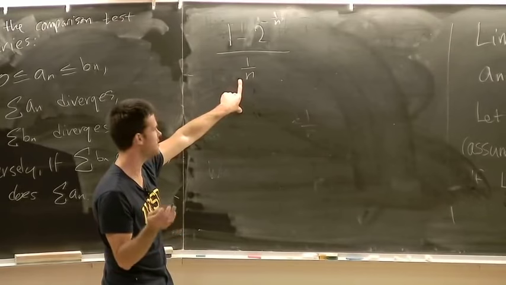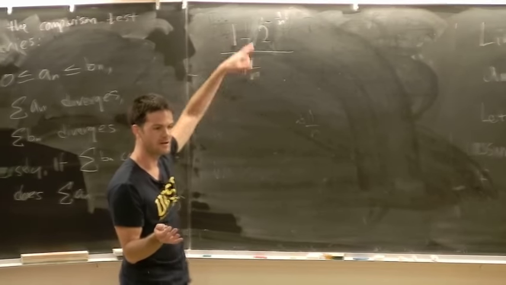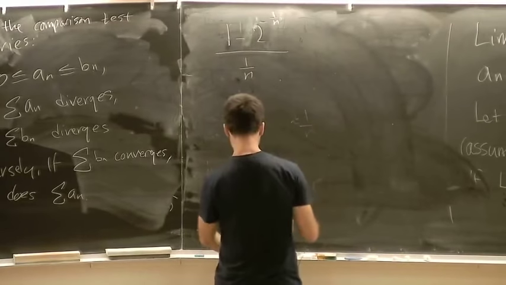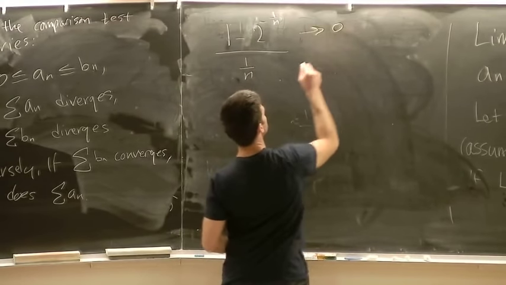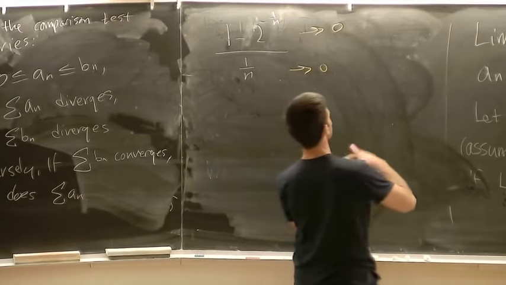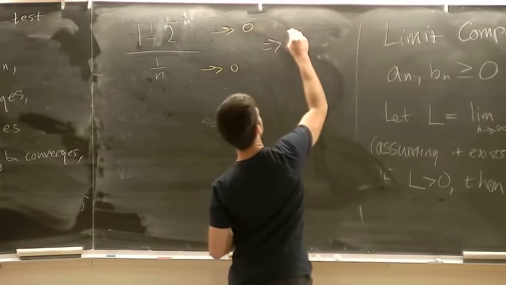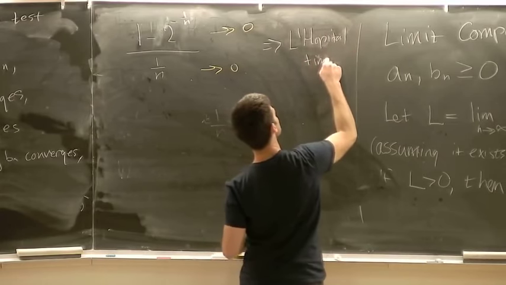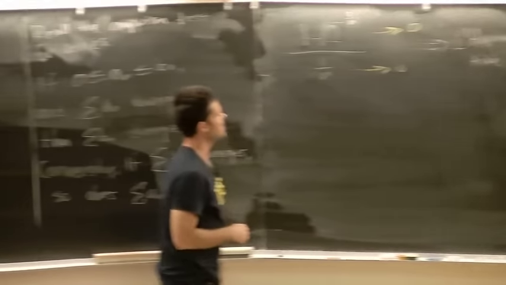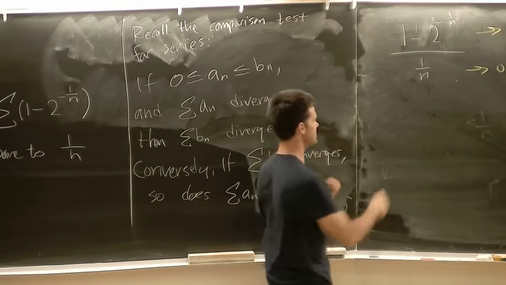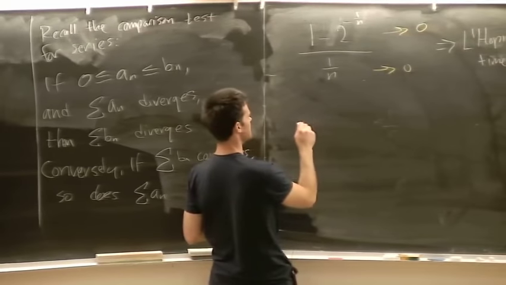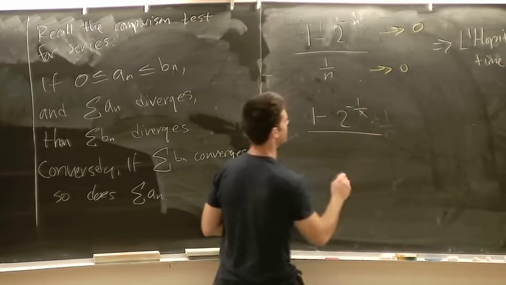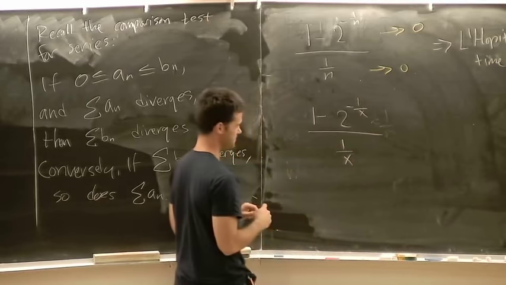So what's the word you guys are all thinking of now? L'Hopital, yeah. Okay, so this is now a situation for L'Hopital. The top goes to 0, the bottom goes to 0. L'Hopital time. I feel kind of weird using L'Hopital with n's, so let me just do it with x's. It's 1 minus 2 to the negative 1 over x, and 1 over x.